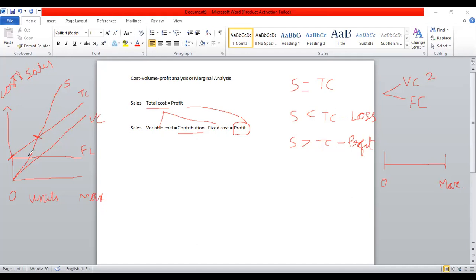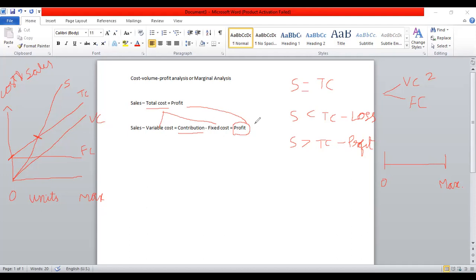That is the concept of cost volume profit analysis, or the marginal analysis. The marginal analysis talks about splitting the cost into two parts and having the equation framed as sales minus variable cost is equal to contribution. The contribution will absorb the fixed cost and the resultant figure is profit. So that is the equation.